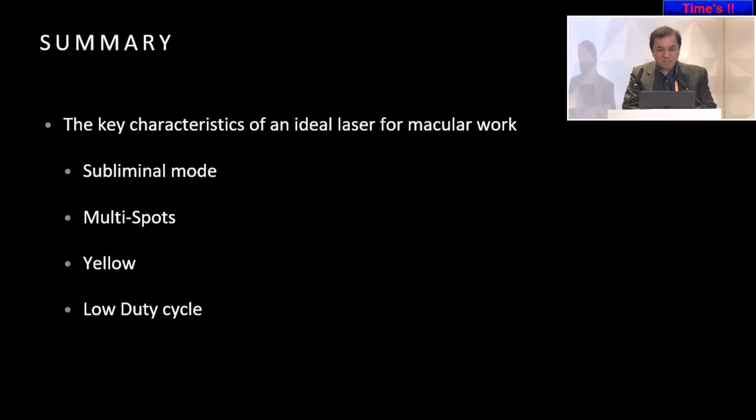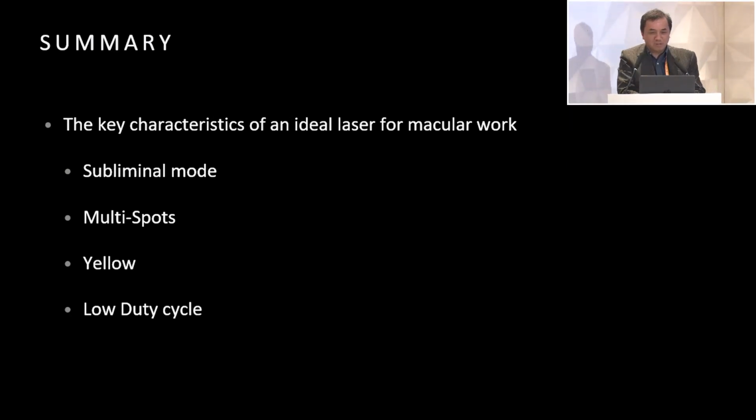So in summary, the key characteristics of an ideal laser for macular work should be that it has the capacity to work under the subliminal or micropulse mode, that it has the capacity of the patterns with the multi-spots, the yellow wavelength, and the ability to have a low duty cycle. Thank you very much for your attention.